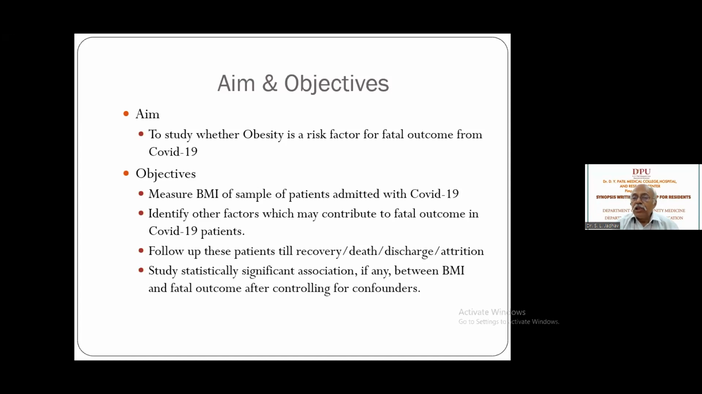I will take the mean BMI of those who have survived, mean BMI of those who succumb, and then find whether there is any statistical difference in the mean BMI. Different tests are there, and then I will also try to control for confounders. So this is how I have just given an illustrative example. According to your own research question, you will have your own aim and objectives. I hope it is clear now.